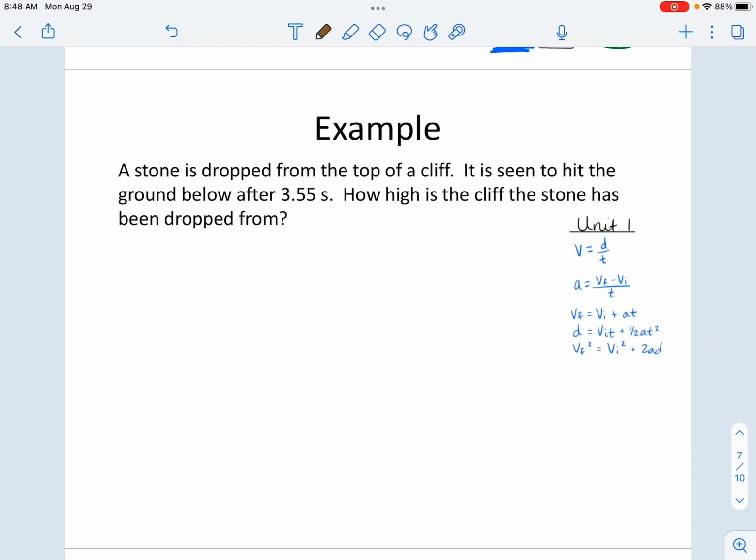The effects of air resistance would be so small that what we do in this class conceptually is we just leave it out of our calculations altogether because it gives us the same general final outcome when it's all said and done. So with that in mind, this question says that we have a stone that is dropped from the top of a cliff. It is seen to hit the ground below after 3.55 seconds. How high is the cliff that the stone has been dropped from?